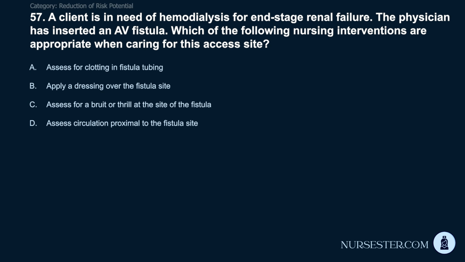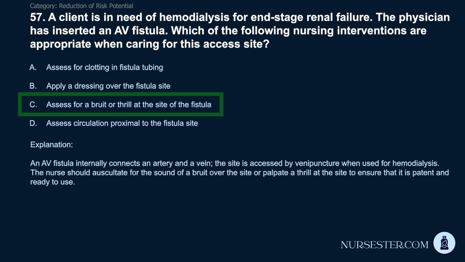B. Apply a dressing over the fistula site. C. Assess for a bruit or thrill at the site of the fistula. D. Assess circulation proximal to the fistula site. Correct answer: C. Assess for a bruit or thrill at the site of the fistula. An AV fistula internally connects an artery and a vein. The site is accessed by venipuncture when used for hemodialysis. The nurse should auscultate for the sound of a bruit over the site or palpate a thrill at the site to ensure that it is patent and ready to use.